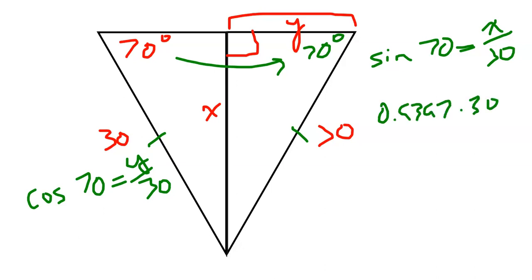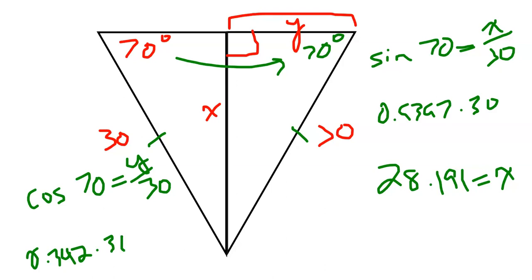Multiply that by 30, and we end up with 28.191 for x. Cosine of 70 is 0.342. Multiply that by 30 and end up with 10.26.